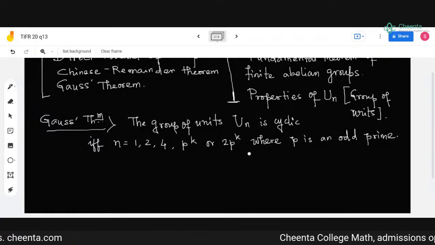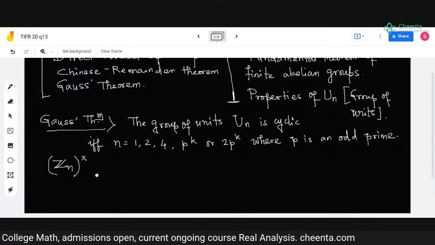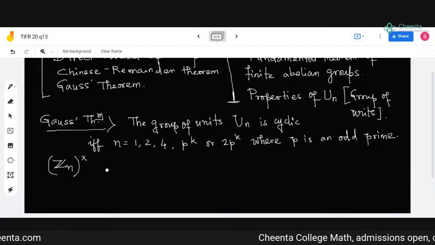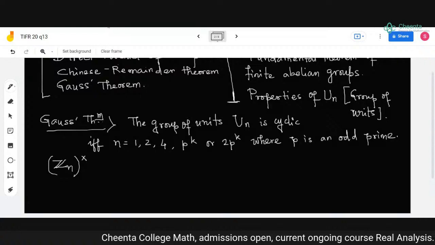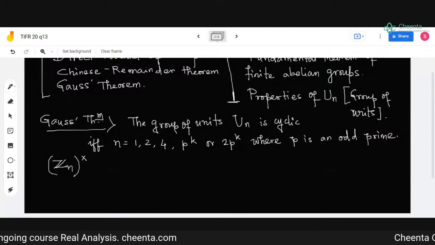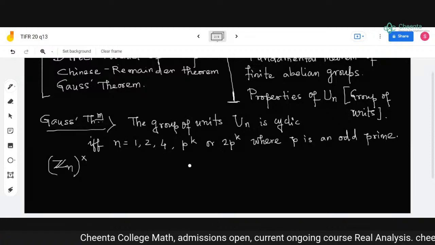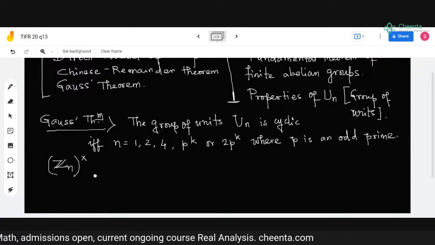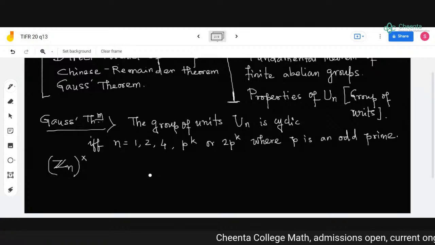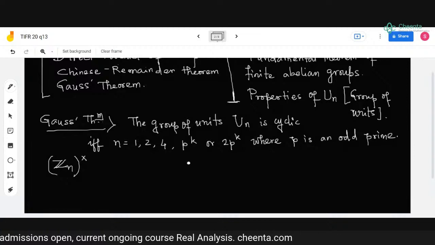So U_n, the group of units. Generally you might have seen it like this as well, like Z_n cross. So this is also one of the ways to denote the group of units. So if we have this U_n is cyclic, and this is one of the notations that we use for U_n, that is Z_n cross, I mean the number of co-primes. Okay, so the number of co-primes under multiplication forms a group.